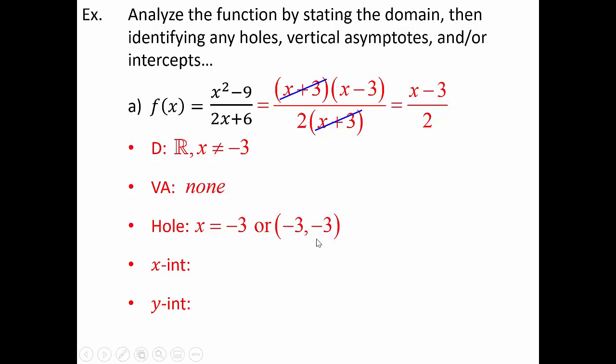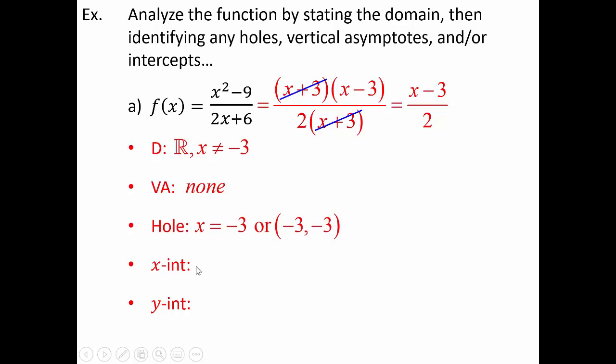But I can tell you that the hole on this graph is precisely at the coordinate negative 3, negative 3. I don't care if you present the hole as being at x equals negative 3, or if you present the hole as the coordinate negative 3, negative 3. Either is a correct answer.